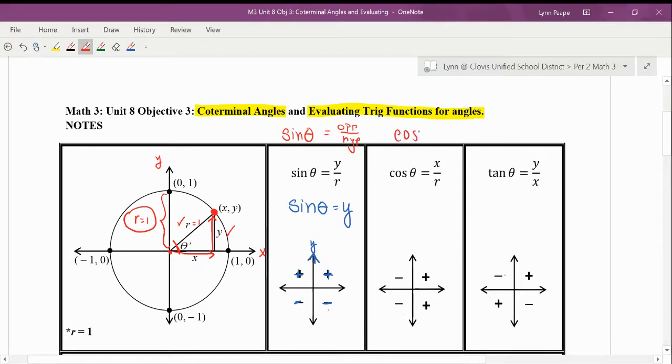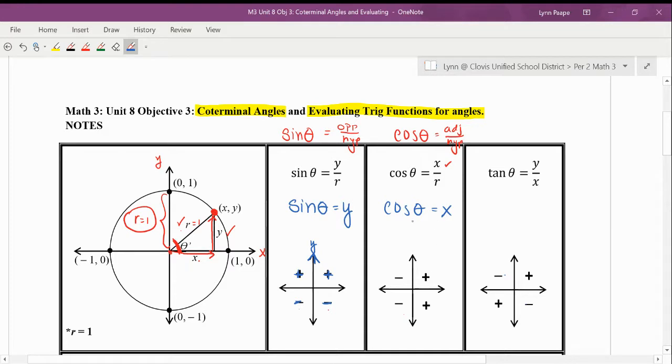Let's take a look at our cosine. I know cosine theta from previous lessons is adjacent over hypotenuse. Adjacent to theta prime would be x, and then over the radius, which is equal to 1. So what can we say about cosine theta? If the radius is equal to 1 and we're on a unit triangle and a unit circle, then cosine theta would be the x value.